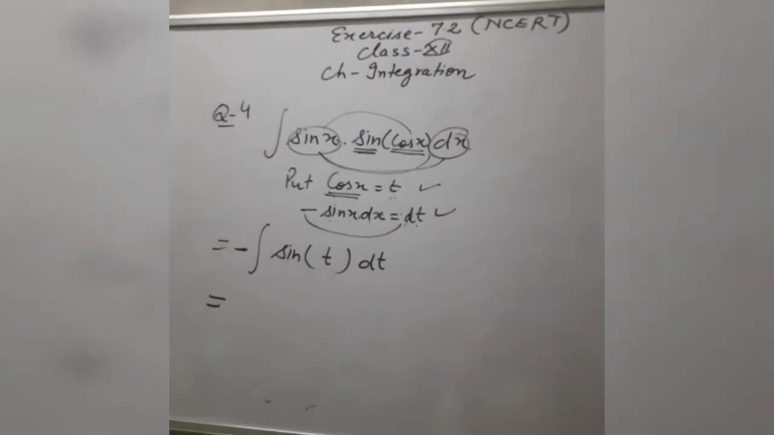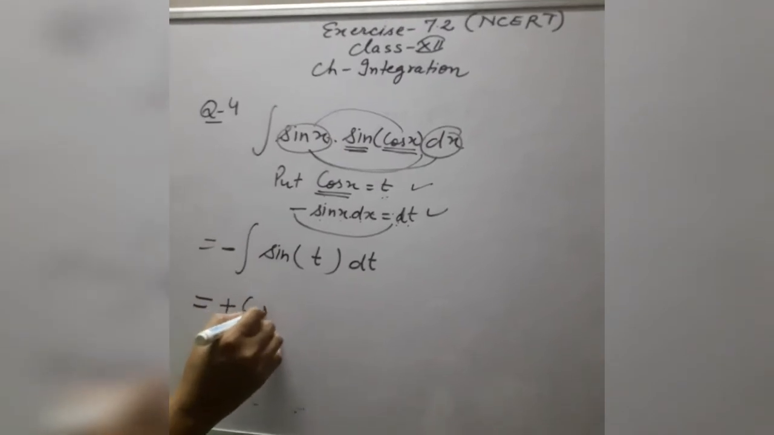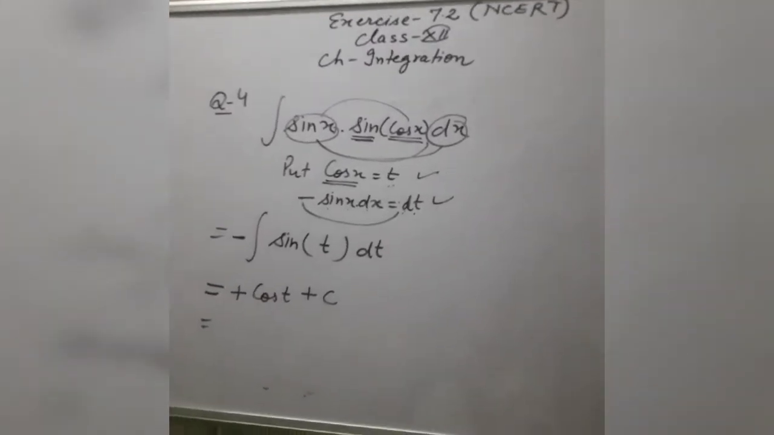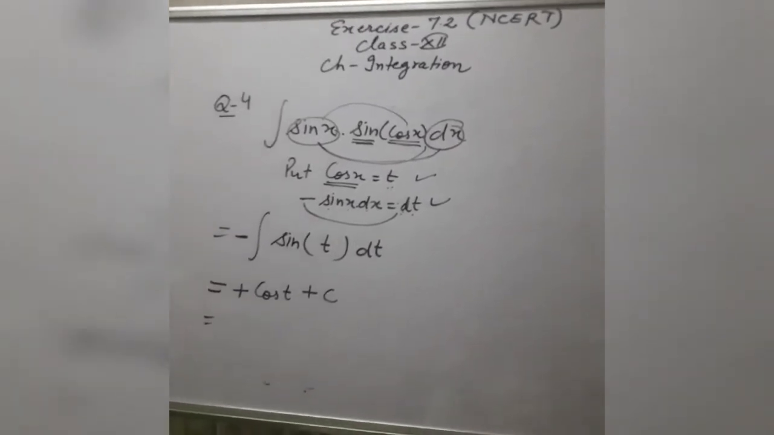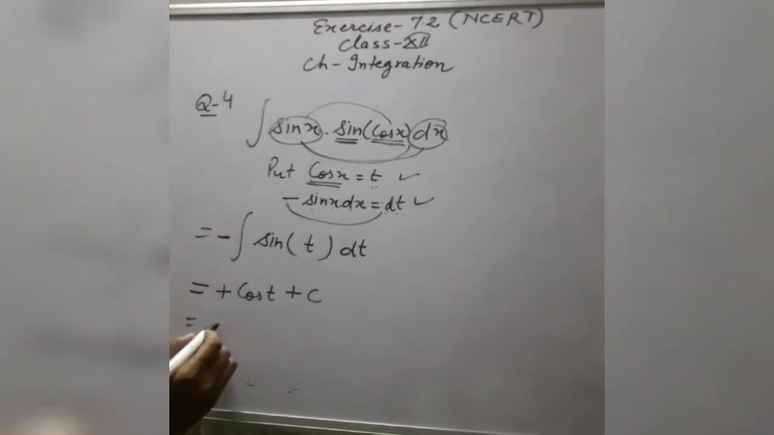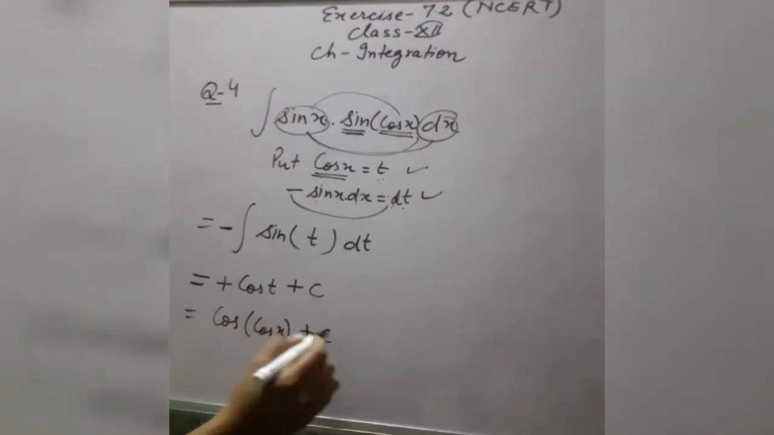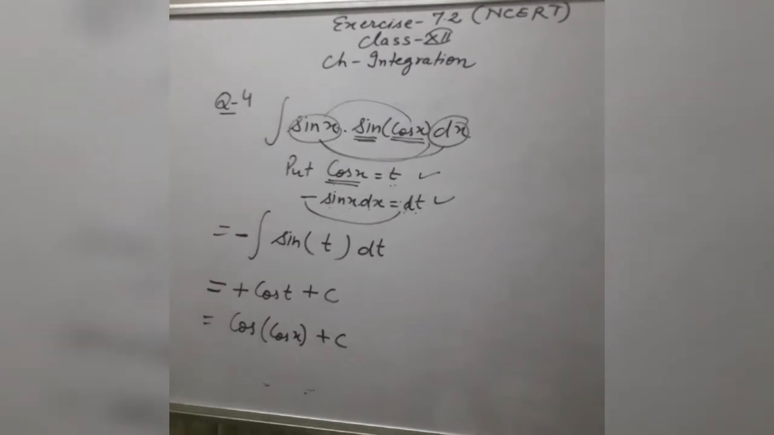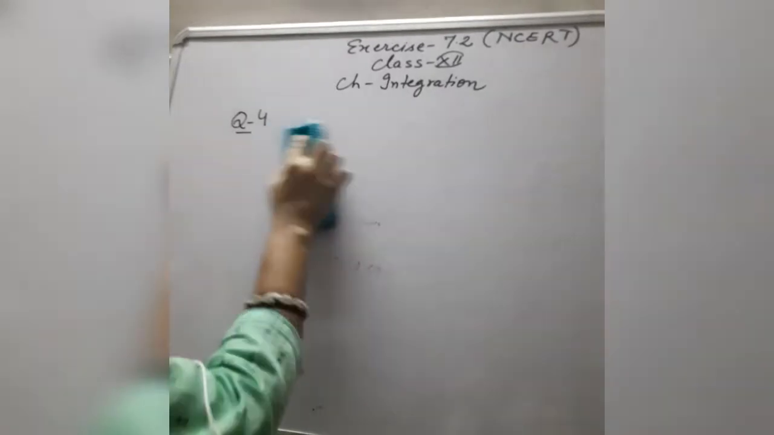What is the integration of sin t? Minus cos t, and minus is already here, so minus minus becomes cos t plus integration constant c. In the last step, in place of t, put the value of t. What is t here? In place of t, write down cos x. So it becomes cos of cos x plus integration constant c. So this is question number 4. Now see the next question. Very simple, very easily you can do.